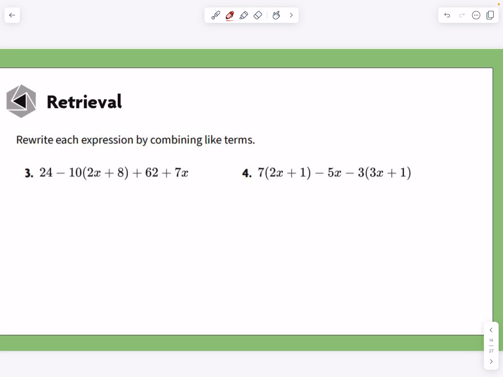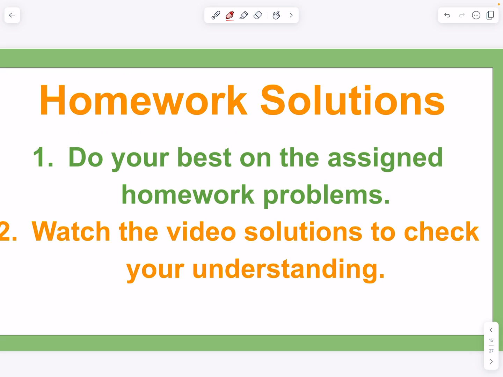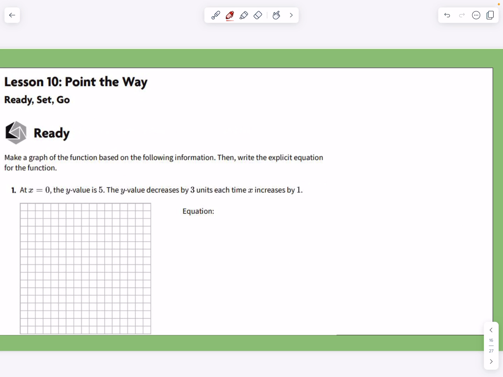And then you had some expressions just combining some like terms. So you multiply with distributive, and then you find the like terms and you get those grouped together. So that's just there. So let's take a look at the homework now.